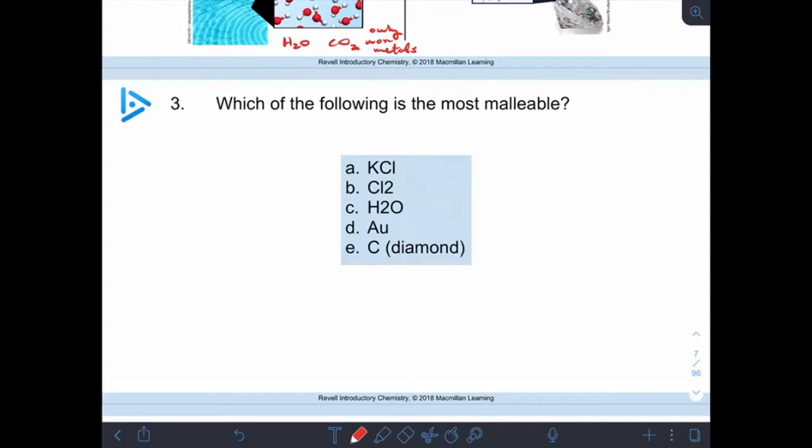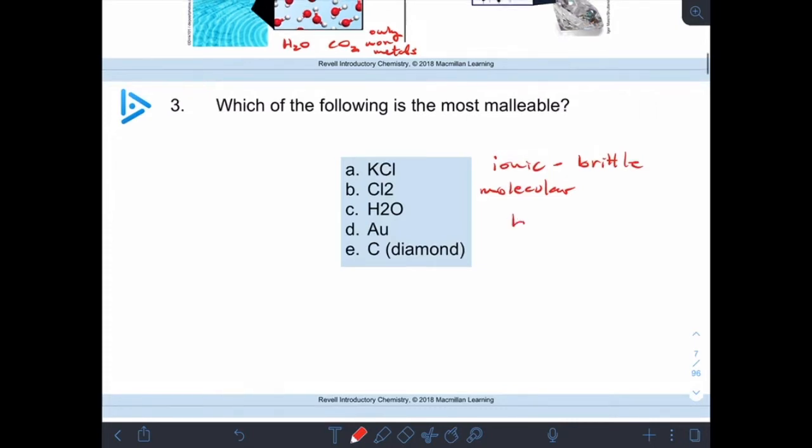Another example would be bending a paperclip, right? It's made out of metal, right? So ionic compounds tend to be brittle, right? And as a matter of fact, molecular compounds also tend to be brittle. In other words, if you hit it, if you try to change its shape, it's just going to break.